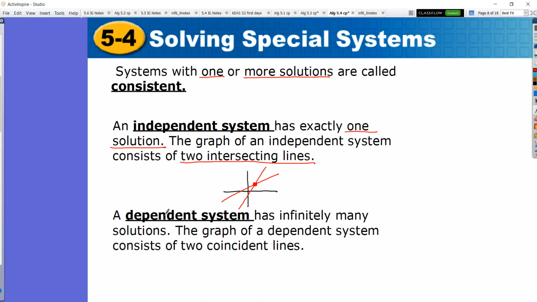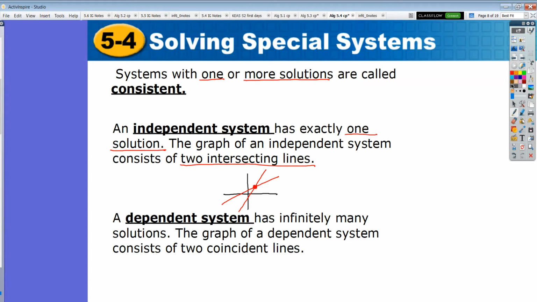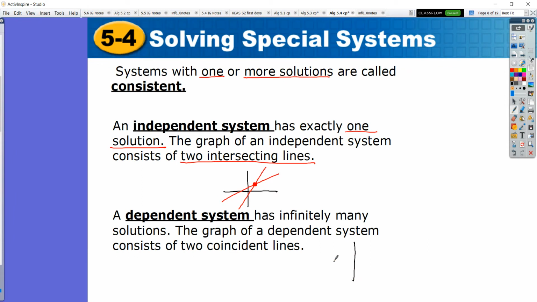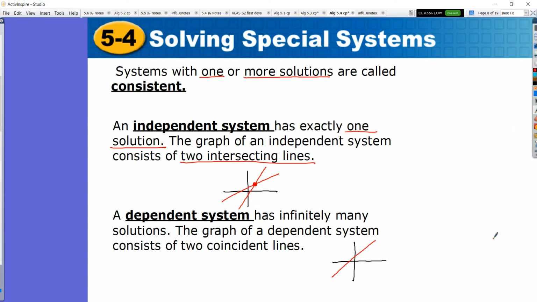The other type of consistent system we have is one that is dependent, and this is where our system turns out to be the same exact lines. So if we sketch ourselves a coordinate grid, and both of our equations come out to the same line, then it is going to be called a dependent system. It has infinitely many solutions. And if it's the same line, we call those coincident lines.